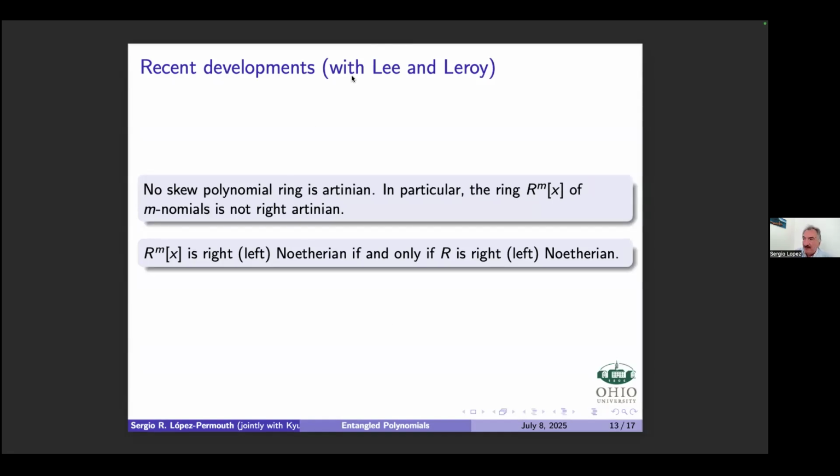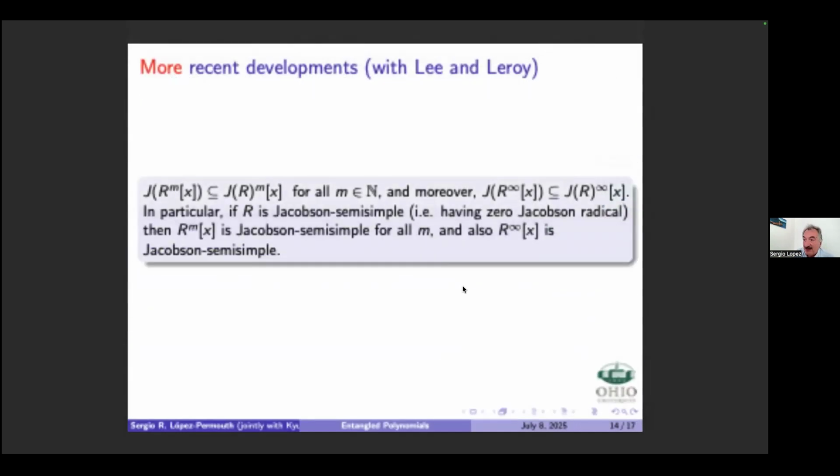What other things did we get? Well, we wrote a paper. It's being considered right now. Let's hope it gets accepted. We analyze things that you would expect. Can these guys be Artinian? No, they're not Artinian. Well, polynomials are not Artinian either. When are they noetherian? If and only if the ring of coefficients is noetherian, right or left.